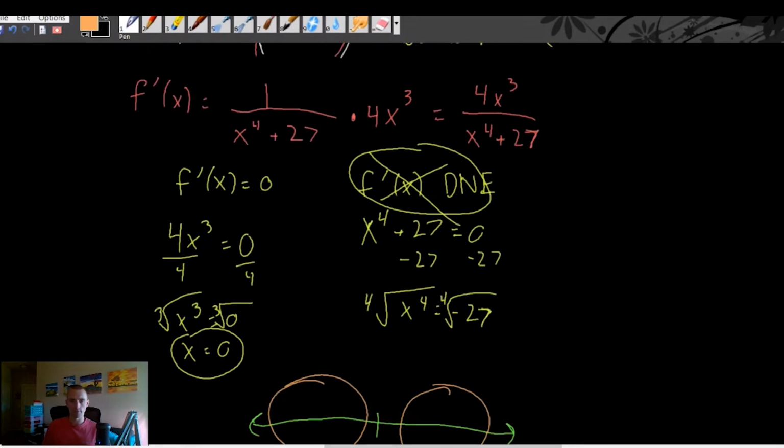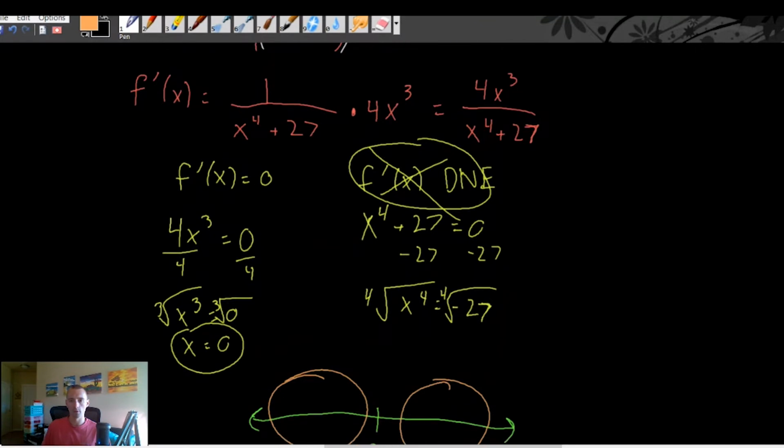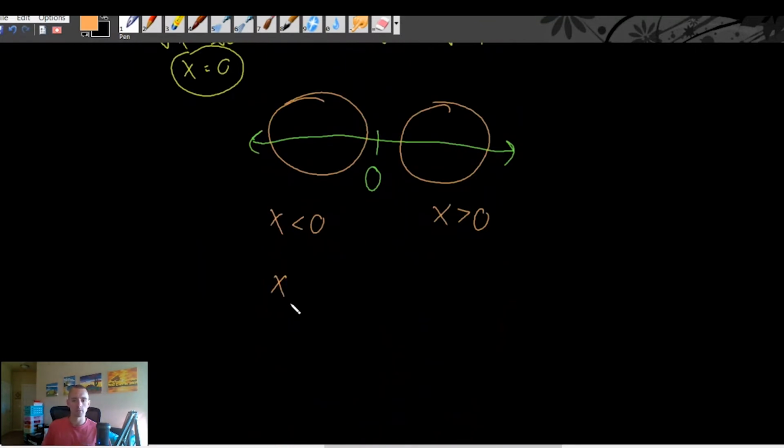The first derivative test says that we're going to take some number within each of these sections. So let's just say x equals -1 and x equals 1. It really doesn't matter what number you pick, as long as you pick one number from each section. In this case, x equals -1 is in this section, x equals +1 is in this section.